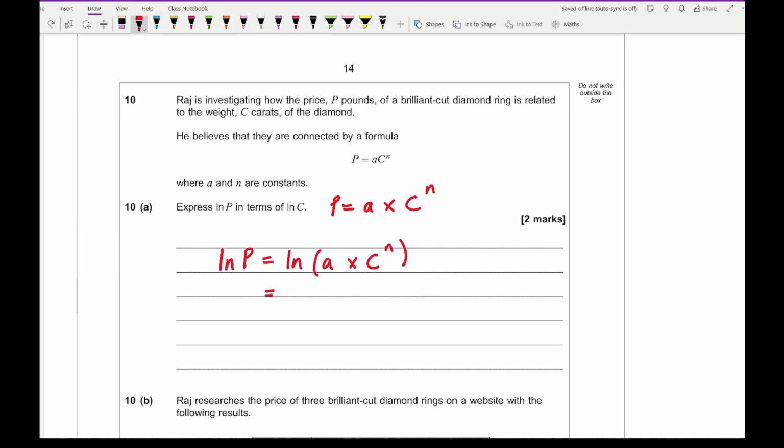Now I can expand the right hand side, because as we're multiplying it's adding, so it becomes ln A plus ln C to the n, which then gives me my formula of ln P equals ln A plus n ln C.